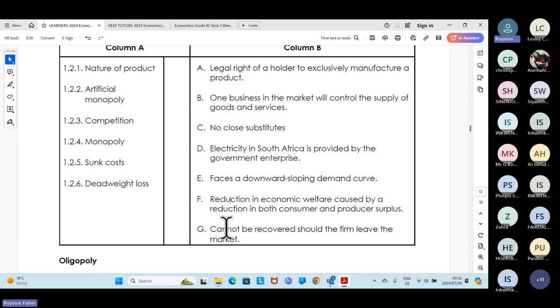Cost that cannot be recovered should the firm leave the market is sunk cost. Now 1.2.6, deadweight loss. Let us read what you gave as an answer. St. Andrews, could you just hold on with the oligopoly answers, please? Santa Claus says question 1.2.3 throws out answers for the other concepts in this particular question. Yes, it does.